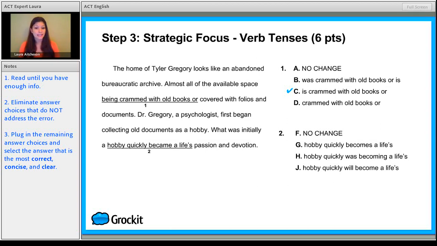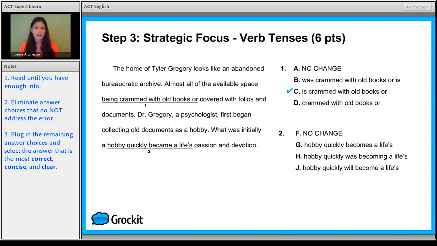Don't skip the next sentence, so read the last 2 sentences there. Now that you've read those 2 sentences, what's really nice about this is a lot of students are wary about apostrophes, and we'll actually talk about those. But they're not actually asking you about the apostrophe. Take a look. In all versions, the apostrophe is the same, so that's not the problem. We need to make sure that the verb is correct. "What was initially a hobby quickly became a life's passion and devotion." So first of all, think, does that sound okay? It may be correct as written. And then check out the other answer choices.